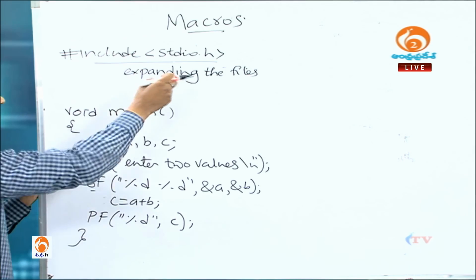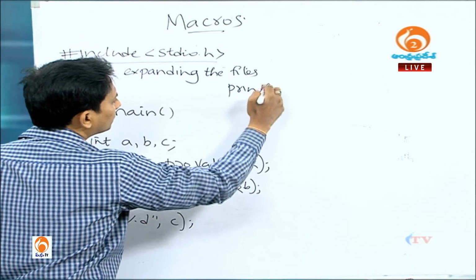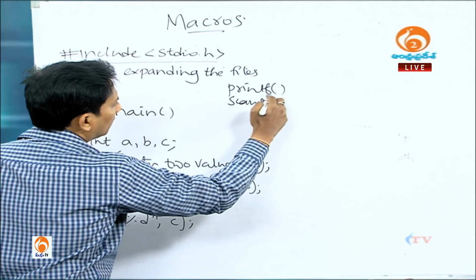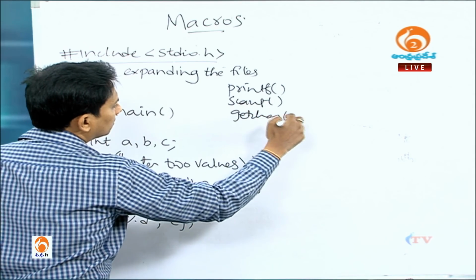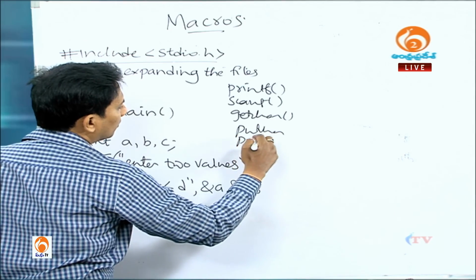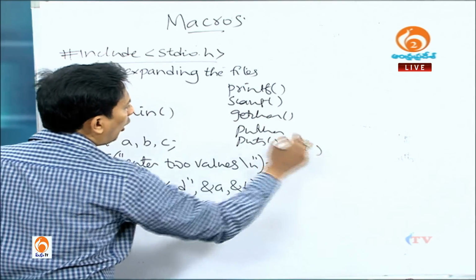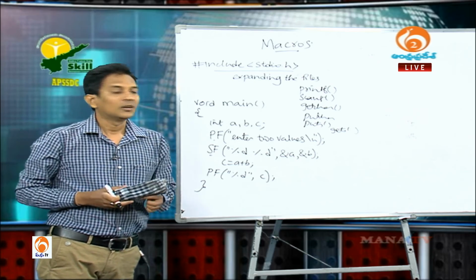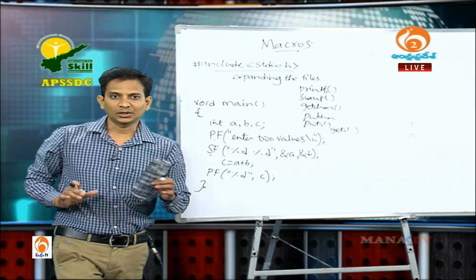Stdio.h contains the printf function, scanf function, getchar, putchar, puts, gets. All the functions are included into the current program. This is called file inclusion.